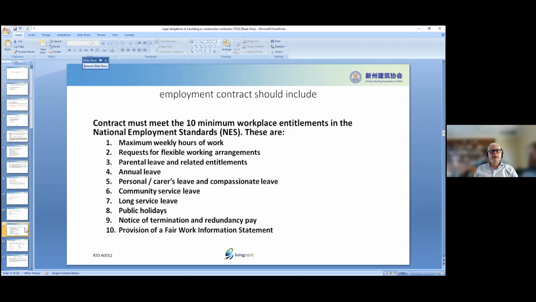Public holidays. And remember, every contract should refer to these to some extent, okay? Notice of termination and redundancy pay. So terminating, finishing the employment, what's the process? How much pay should you get? And the Fair Work Information Statement should be readily available to all your workers. Okay, so these are the minimum requirements for employees.